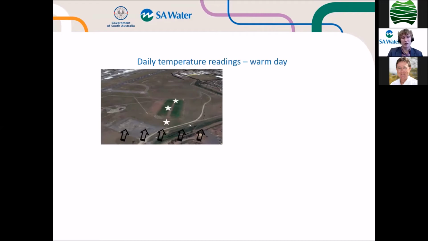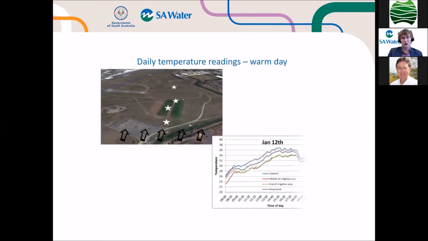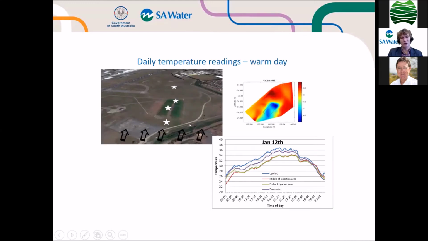And so these 4 stars here represent weather stations, which are on the graph down here. So you can see on this particular day, the upwind temperature was getting up to 37 degrees, and within the irrigation area it was around about 34 degrees. So we measured a 3-degree temperature difference on that particular day. The average that we were finding over the whole trial was 2.4 degrees for the entire summer period, but the majority of the days above 3-degree temperature difference were hotter days.